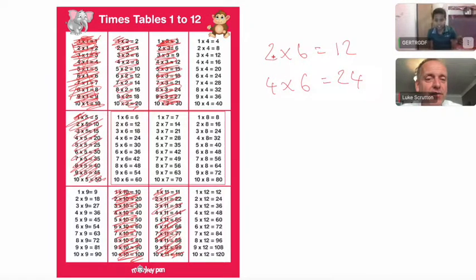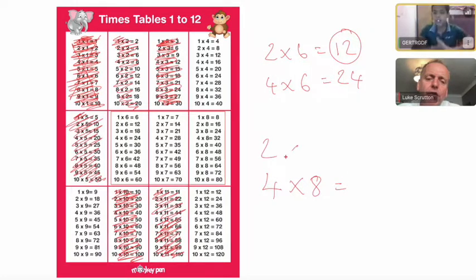But do you see, look, I've doubled this. So I can just double this. What's double 12? Double 12, yeah, 2 12s. 14? No, come on. 24. Yeah.